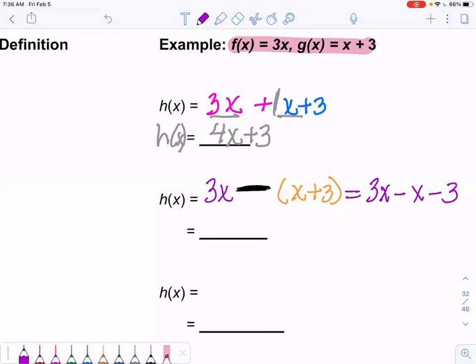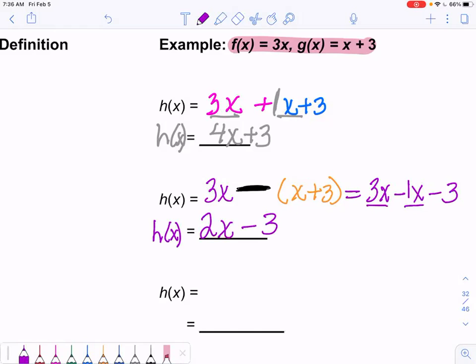Jaden, what is our new h of x function then? So 3 minus 1 is 2x, and then just minus 3. So combine the x's together and then minus 3. So if you have a quantity, make sure you're subtracting all of that second function.